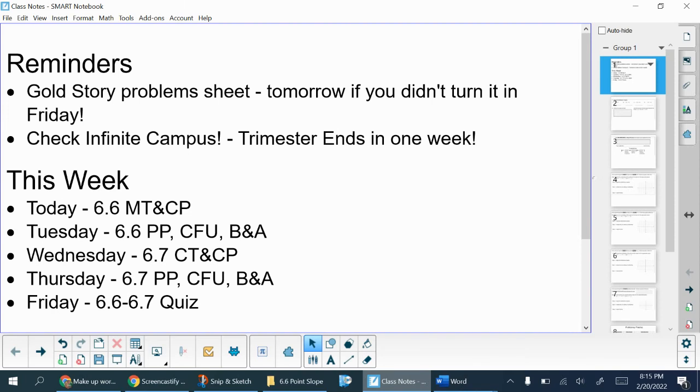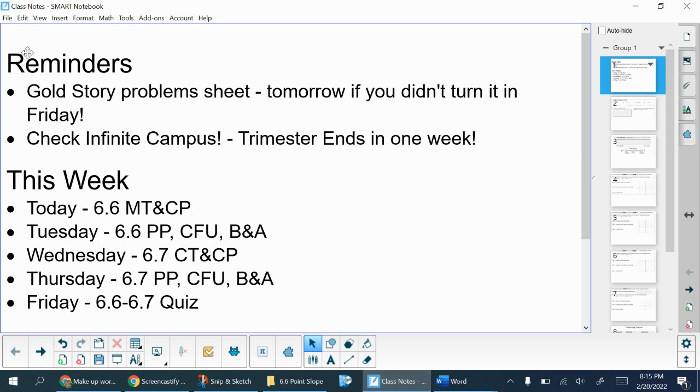Okay, everybody. So today we've got a couple more sections to talk about before the end of the trimester. We're still dealing with the equations of lines. Before we get into the new stuff for today, just a couple of reminders here.